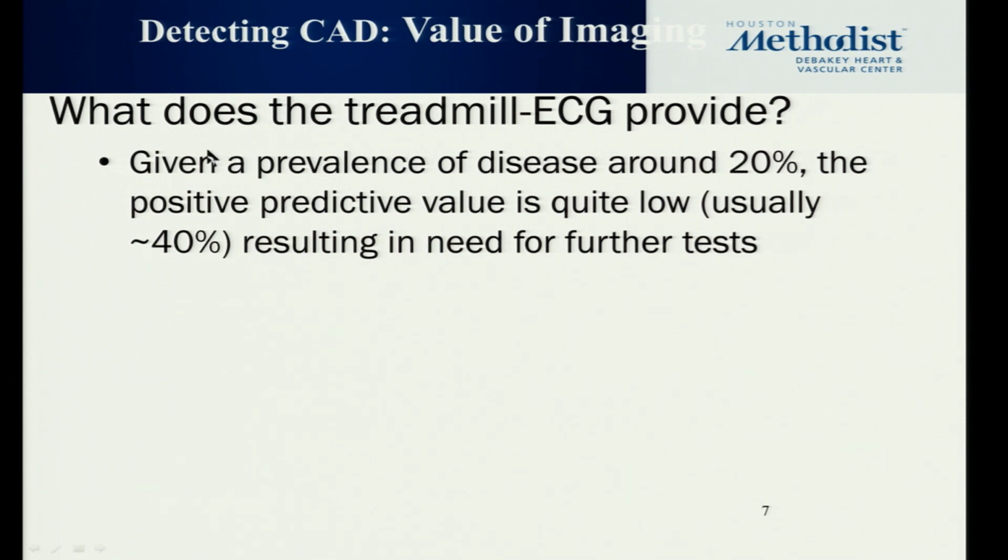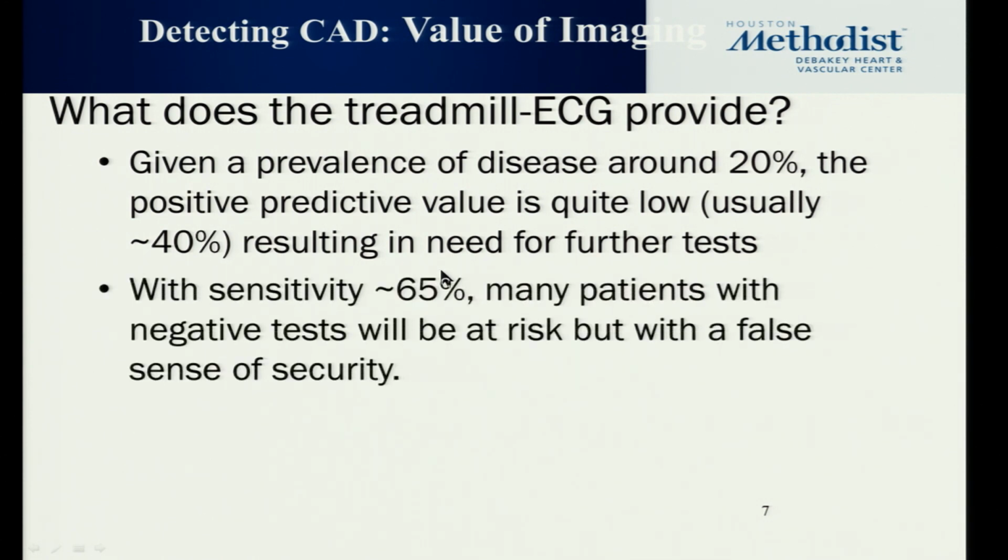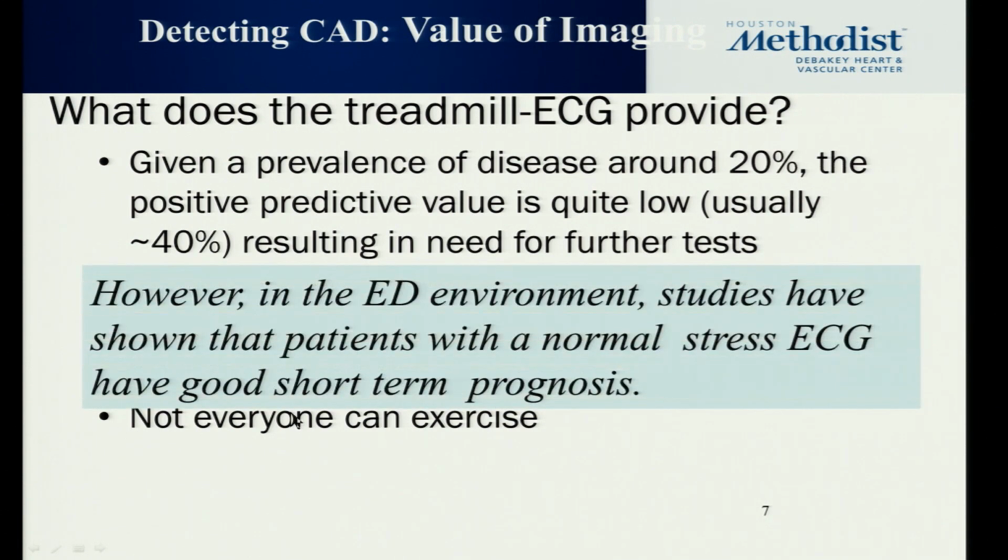Also, given the prevalence of disease around 20%, the positive predictive value is quite low. So I would say in the office, you have to think about when to use it appropriately, because a negative test doesn't mean the patient doesn't have disease, okay? And a positive test could be a false positive. Not everybody can exercise.